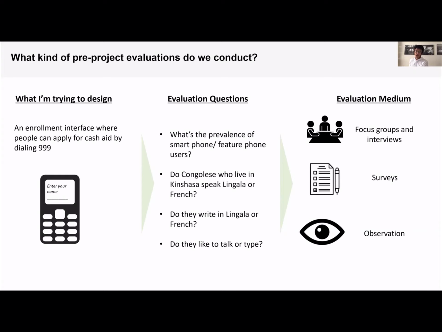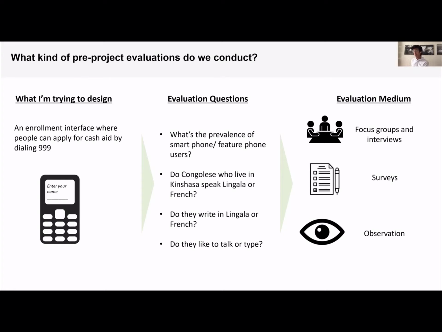So what we're trying to design here is an enrollment interface where you dial 999. Instead of getting an ambulance when you dial 911, you get cash in your phone, right? And the evaluation questions that we had to ask were, well, are we designing for a smartphone or are we designing for a feature phone? Right, the old school kind of Nokias. And then when we're designing that, what language do Congolese in this region, in Kinshasa in this particular case, speak? Do they speak Lingala or do they speak French?